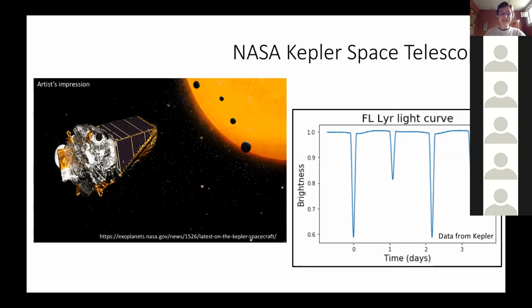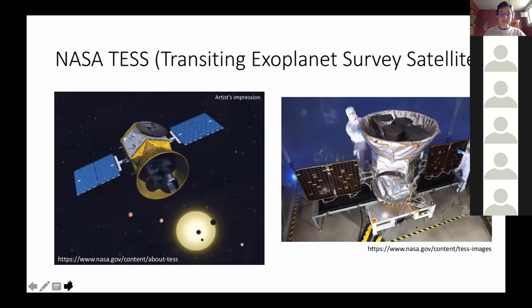But we get to use the data from the first 4 years, and we get light curves that look like this on the right, which are nice and smooth, and it's nice, precise data. The other space telescope that I got to use data from for this project is called TESS. So this is the Transiting Exoplanet Survey Satellite. And it's doing a very similar thing to Kepler. So this was launched in 2018, and it is also looking for planets going around other stars.